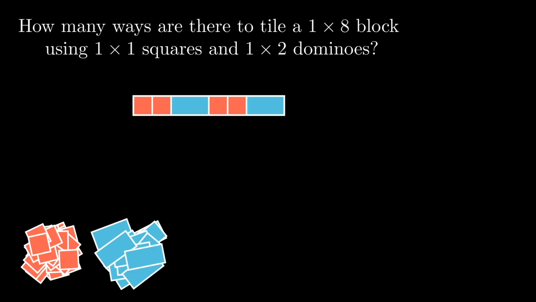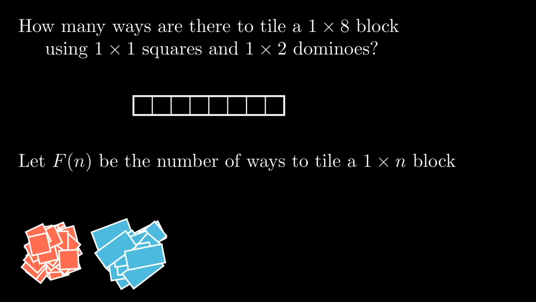This is a good chance for a classic problem-solving trick of first solving an easier problem. If a 1x8 block sounds too tricky, let's first look at smaller cases to see if we get any ideas. We will call f of n the number of ways of tiling a 1x(n) block, and work our way up to f of 8.